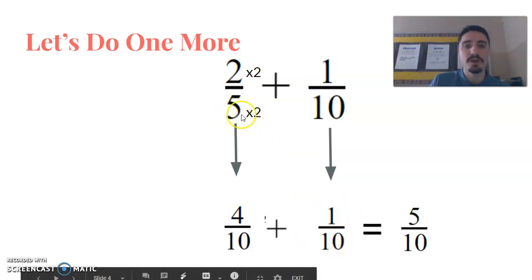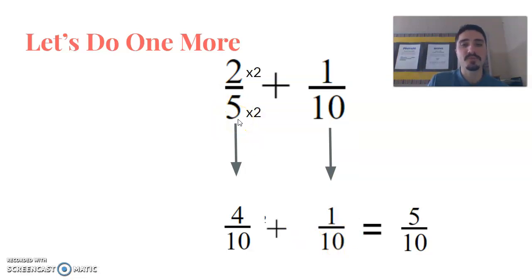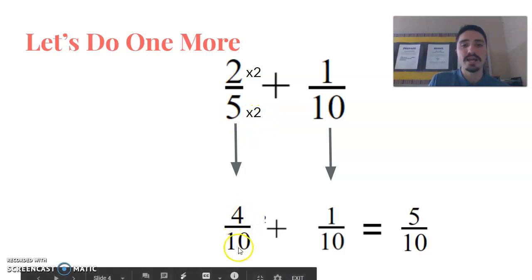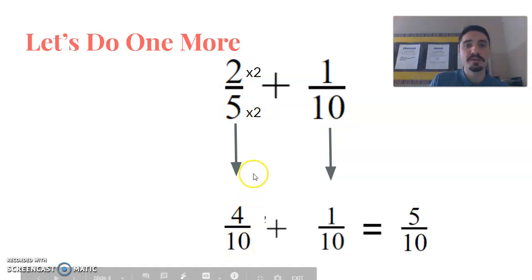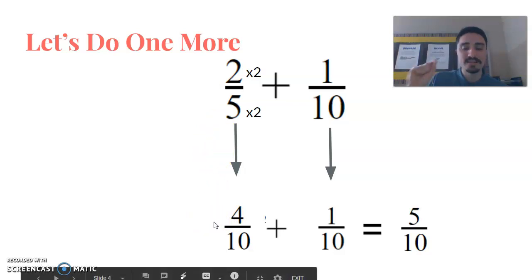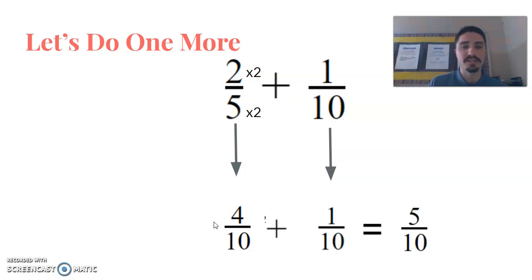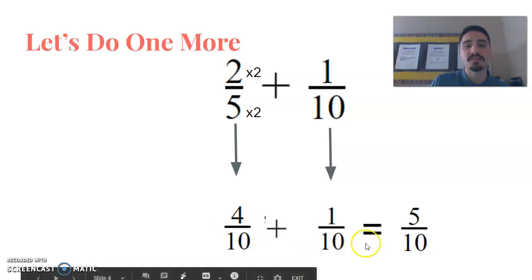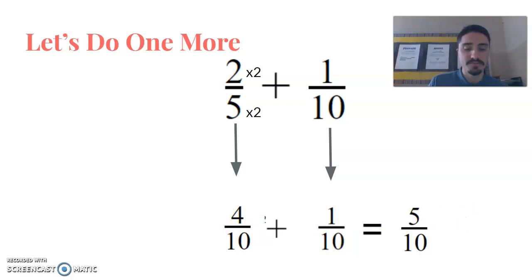Now I ask myself, what do I have to multiply this denominator by to get it to 10? Well, 5 times 2 is 10. So 10 is my new denominator. In order to keep this fraction equivalent, I multiplied my denominator by 2, so I also must multiply my numerator by 2. So the new denominator is 10, and the new numerator is 4, because 2 times 2 is 4. Well, 2/5 is the same thing as 4/10. It's the exact same amount, just sliced up in different size slices. Now I have 4/10 plus 1/10. They have the same denominator, so I can add them to get 5/10.